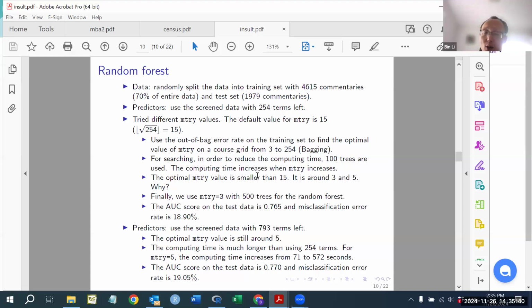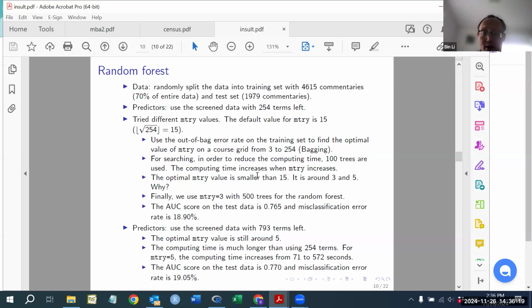Why? Because if we have a low M-try value in the random forest, then all these trees will be very diversified, very different, very independent. Some of the trees focus on these few words, and some focus on another set of words. In that way, we have a better ensemble. But if we set M-try to be large, then all the trees are similar. They all use just a small set of these words. Then it's no good, because it's not diversified.